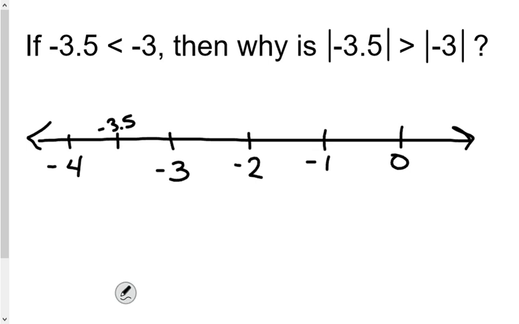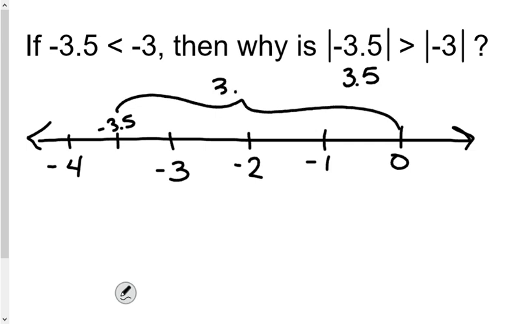Then why is the absolute value of negative 3 and 5/10 greater than the absolute value of negative 3? Well, the absolute value of negative 3 and 5/10 is 3 and 5/10 because it's 3 and 5/10 units away from 0. And the absolute value of negative 3 is 3 because the distance from negative 3 to 0 is 3 units. So when we think about this, the reasoning is because basically negative 3 is closer to 0.